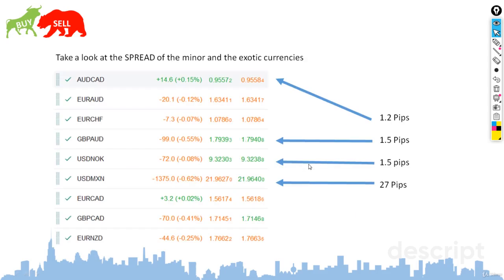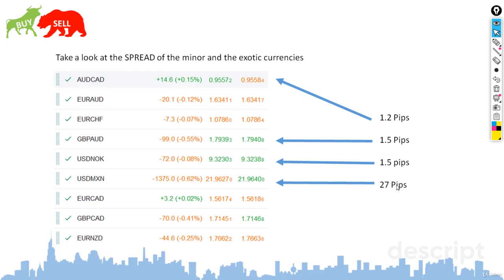In this slide you have to take a look at the spread of the minor and exotic currencies, which I advise you to be aware of on scalping, but on day trading or swing trading you can trade them. So take a look at the AUD/CAD currency pair, which has 1.2 pips, and here USD/MXN, which has 27 pips. So it's very large for scalpers.